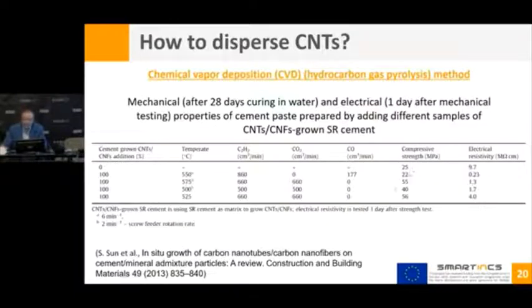On the contrary, as you can see, the mechanical strength was much higher if the CNTs were grown directly onto the cement grain. And we can draw the same conclusion for the electrical resistivity of the material, which was good in case of a direct growth of the CNTs onto the cement grains.